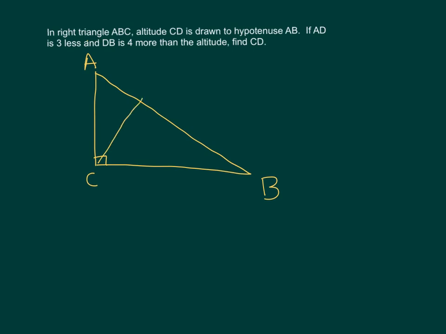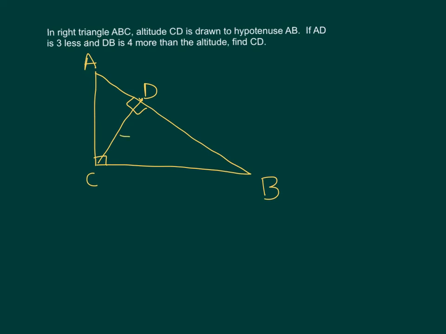Here is another kind of challenging situation. So we have a right triangle ABC, and I'll draw a right triangle, but I'm going to be careful about how I label this. So what I know is the hypotenuse is AB. So then C must be the right angle. We know we are drawing CD to the hypotenuse. And let's see, what we know is AD is given in terms of CD, and so is DB.